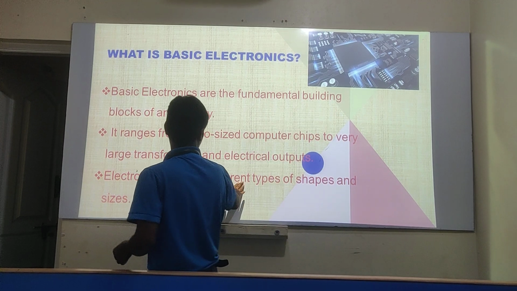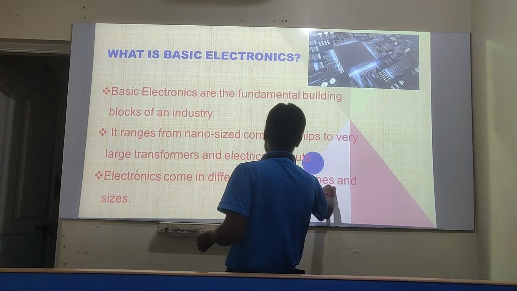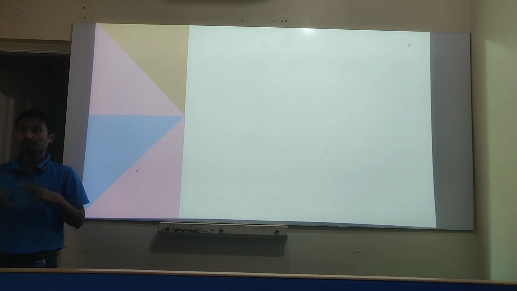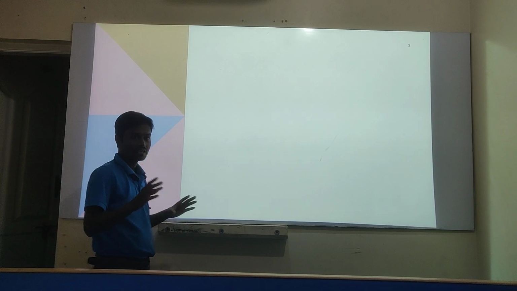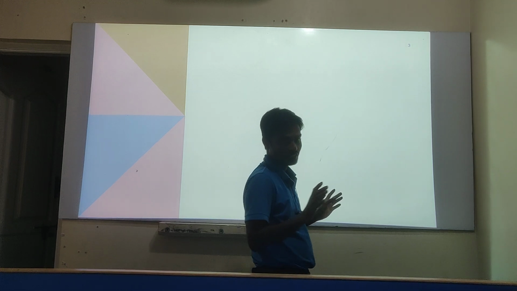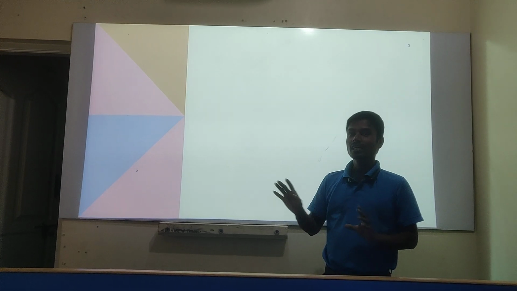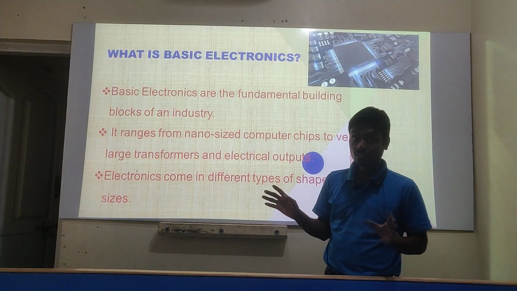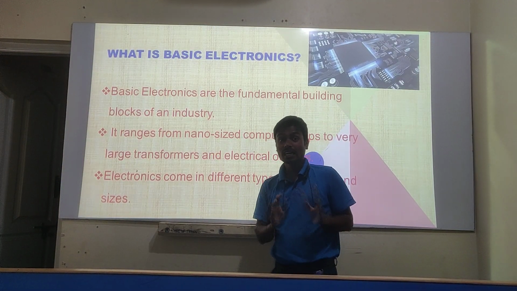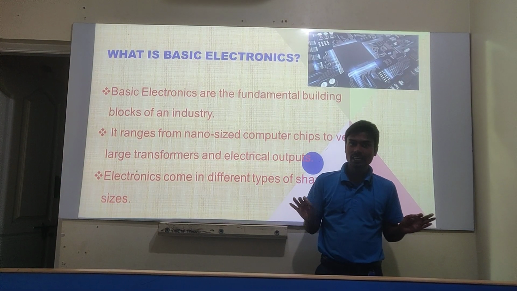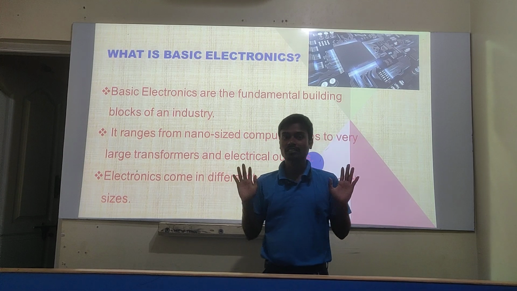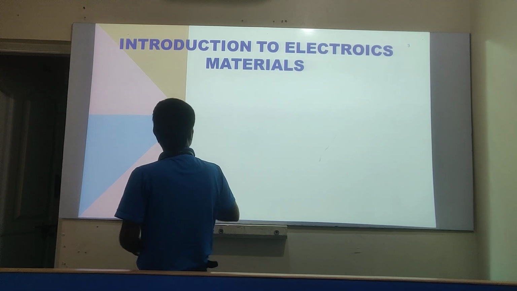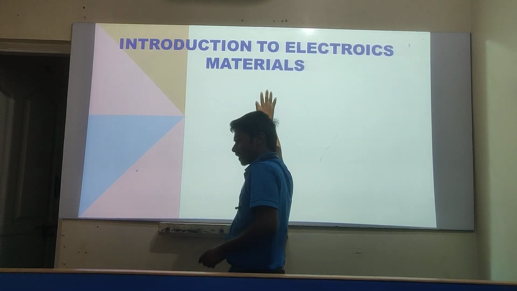Electronics come in different types of shapes and sizes. Their type, shape, size and colors are different, but those all come under electronics. Here, whatever things are there, in which electricity can be manipulated are electronics. Okay? Next slide. Introduction to electronics material.